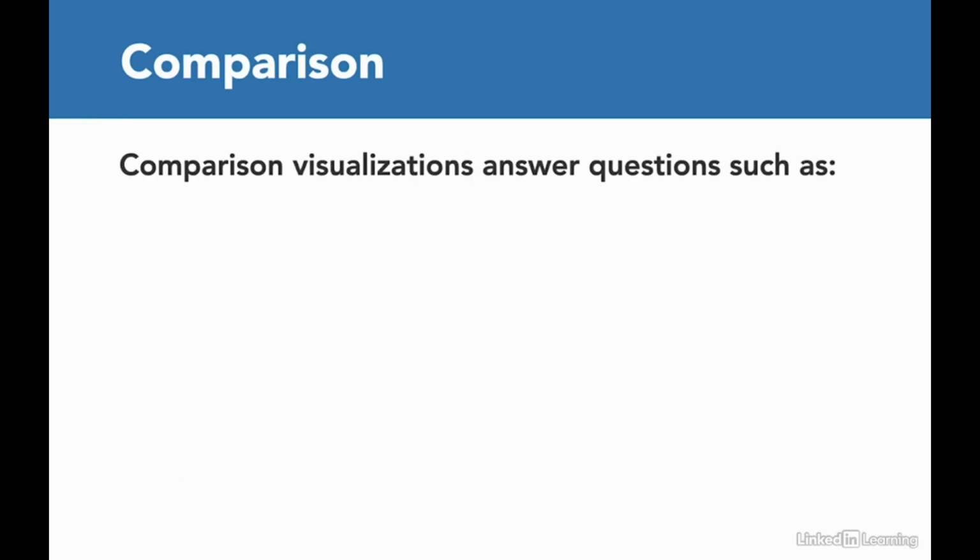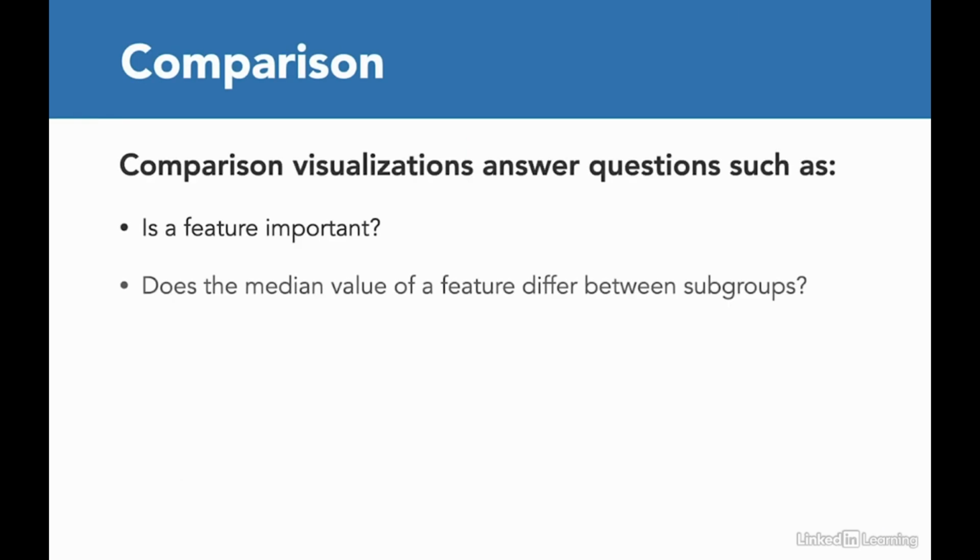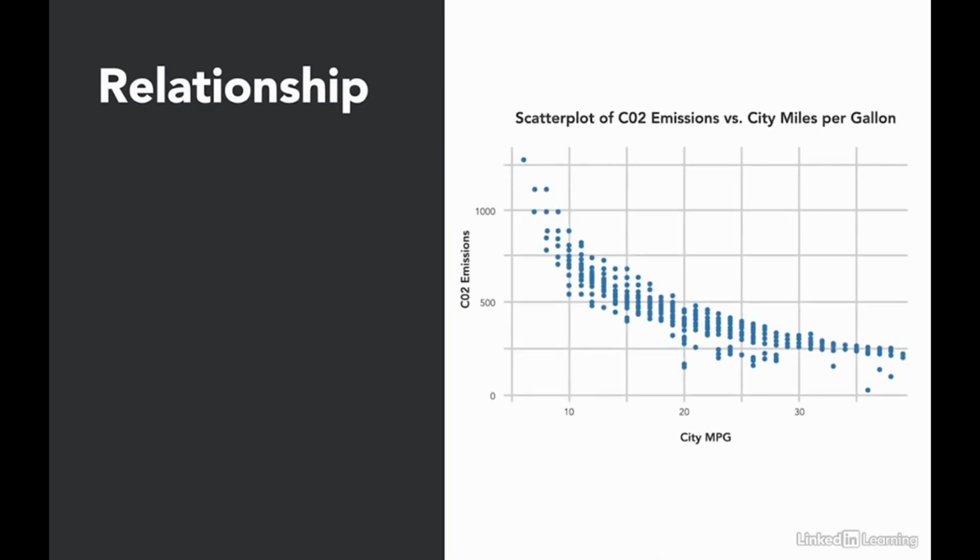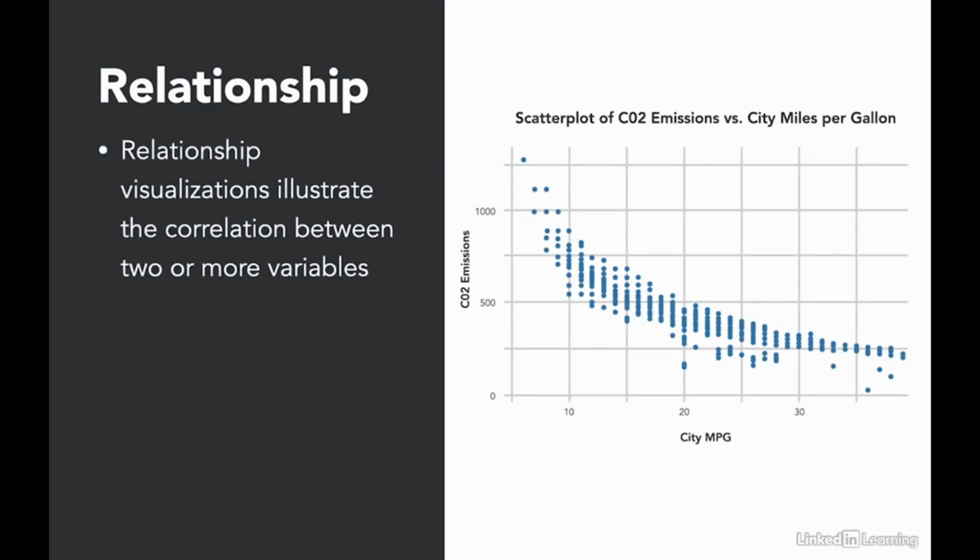Based on the visualization, we can tell that on average, pickups and vans have higher carbon emissions than compact and mid-size cars. Comparison visualizations provide insights, such as the significance of a feature, the variation in the median or mean value of a feature across subgroups, and the existence of outliers in the values of a feature. Relationship visualizations are used to illustrate the correlation between 2 or more continuous variables. Scatter plots and line charts are 2 of the most commonly used relationship visualizations. They show how one variable changes in response to a change in another. For example, this scatter plot highlights the negative relationship between vehicle emissions levels and city mileage.